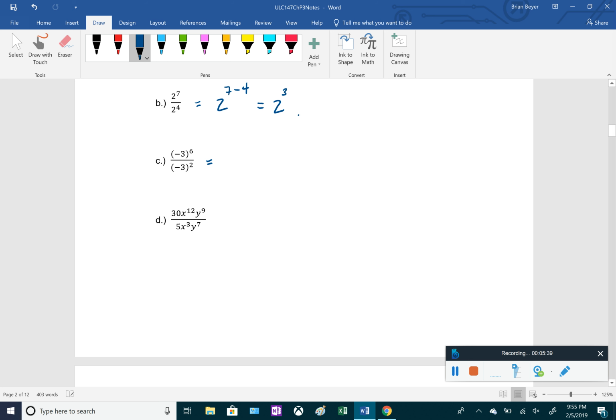Next one, negative 3 to the 6th divided by negative 3 squared. So the fact that it's negative does not matter. Same thing, just keep those parentheses. That's negative 3 to the 6 minus 2, which is negative 3 to the 4th.